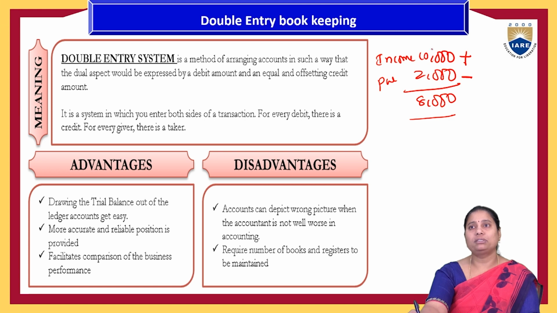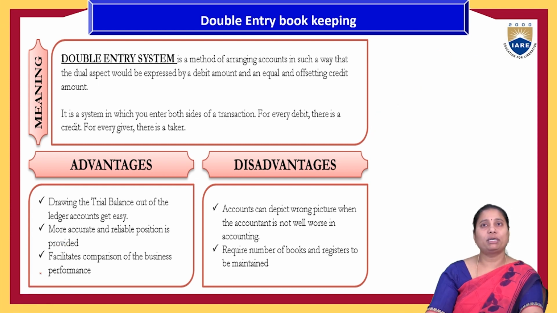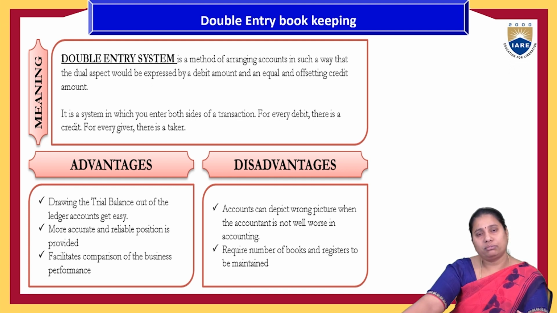But in double entry, all the incomes, the pluses, are on one side and the minuses are on one side; all the debits are on one side and the credits are on the other side. That is called the double entry mechanism. So double entry is a method of arranging the accounts in such a way that the dual aspects are expressed by a debit amount, and an equal offsetting credit amount is taken into consideration. It is a system in which every accountant can enter each transaction into both sides of every element.